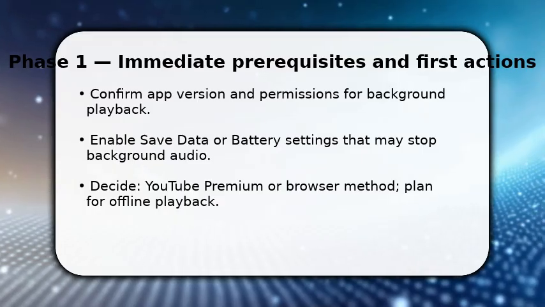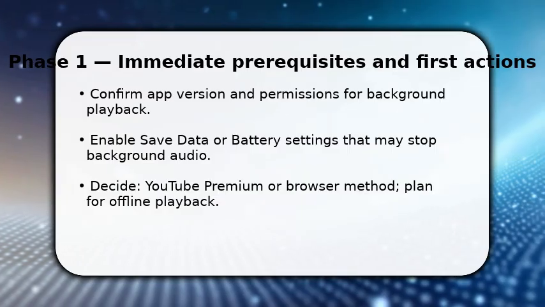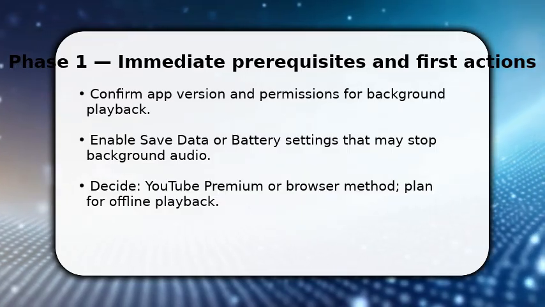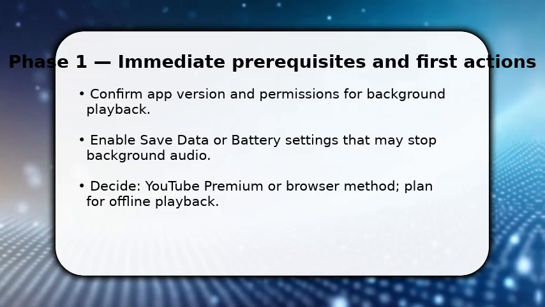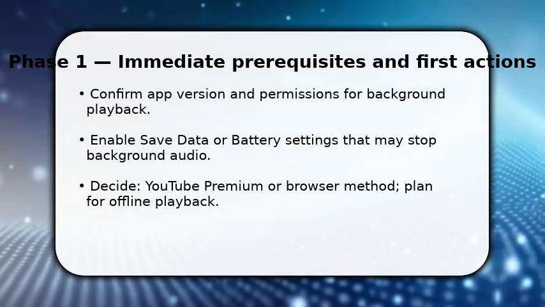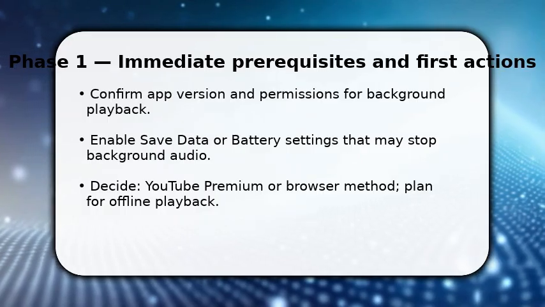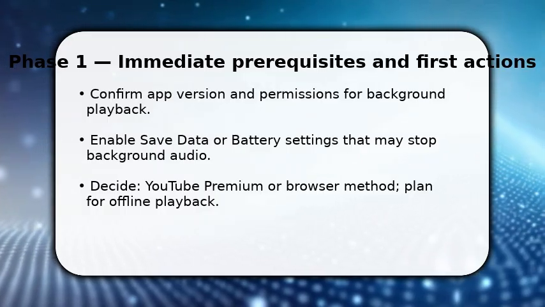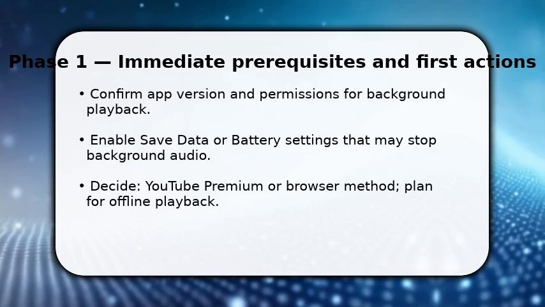You begin by checking prerequisites. Update the YouTube app or choose a browser. You need background playback permission or YouTube Premium for uninterrupted audio. Once done, adjust battery and data saver settings so the system won't kill the app when the screen turns off. Make sure lock screen controls are allowed.